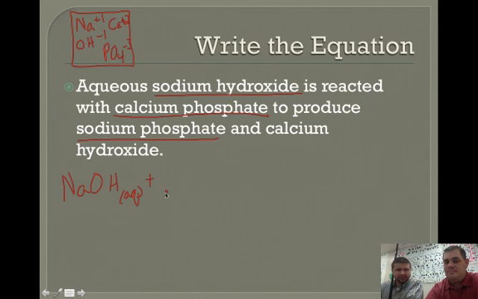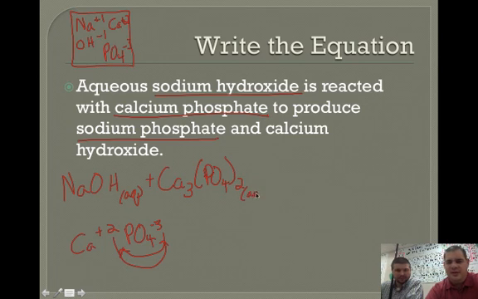And then calcium phosphate. I may need to draw this one down here. Calcium is 2+, phosphate is 3-, so we crisscross both of those. So we have Ca3(PO4)2. And that's aqueous too. I think I forgot to type it there.